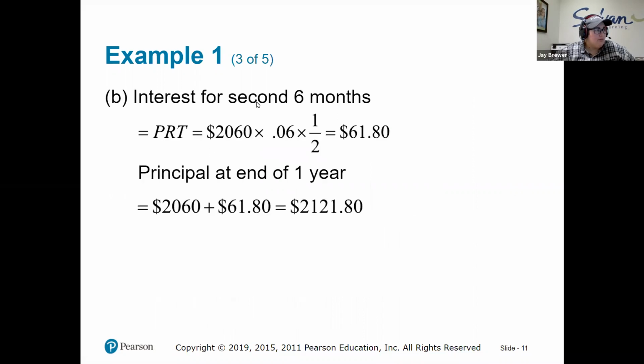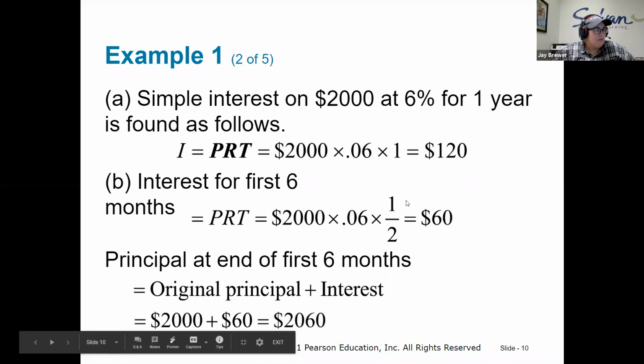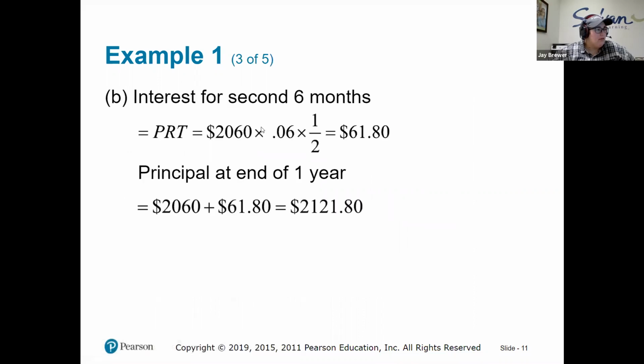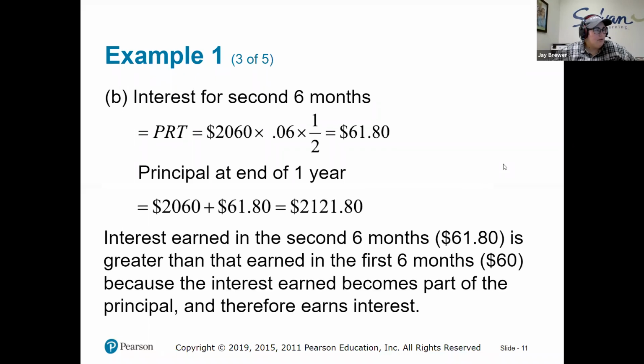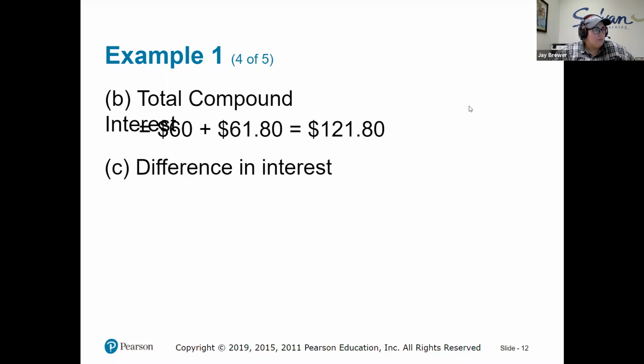The interest for the second 6 months. So did you see that? For the first 6 months, it's the same. Well, I guess it's half. Okay. And then here's for the second 6 months. Notice that they had to use the different principal. So then they end up with this. Okay, so that's greater than the first time, which makes sense because your original principal went up.